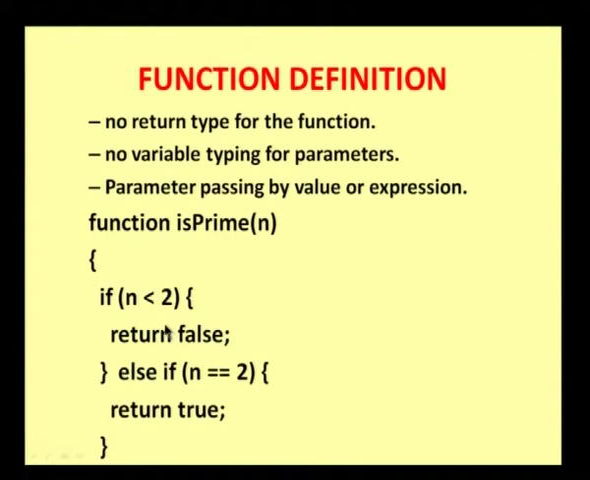So it is an integer, it is a boolean value. We are not specifying any boolean type here. We are specifying only the function. So there is no return type in JavaScript. We will specify only the function name, the function keyword and the parameters to be used. So this is a basic difference between the other programming languages and JavaScript.